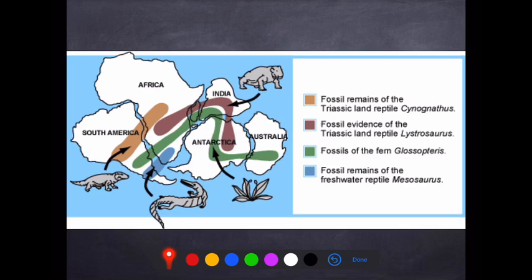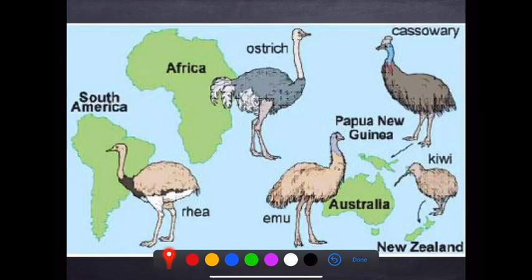And tracing that, being able to see the differences based on geography, that is called biogeography, and it gives us evidence for descent with modification. A modern day example of this is the ostrich. So the ostrich, the rhea, the emu, the cassowary, and the kiwi bird, they are all the same basic body plan. When you look at their genetics, they are very, very closely related.